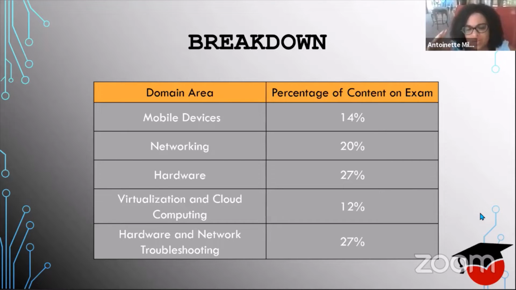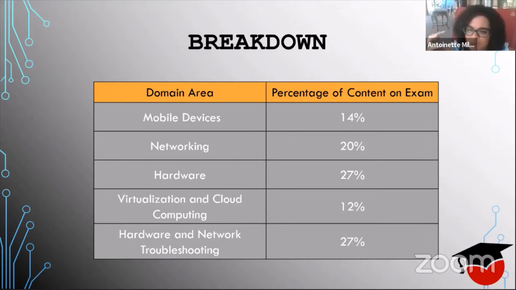So on the Core 1, or the 1001, you're going to see mobile devices, networking, hardware, cloud, and then a lot of troubleshooting of those four sections. Taking a look at this breakdown, we've got about 15% on mobile devices. And don't forget, it's not just phones. We're talking about tablets, phablets, big phones. We're talking about laptops, because those are mobile devices themselves. We've got to get these things online and talking to other devices, so you're going to get into the networking.